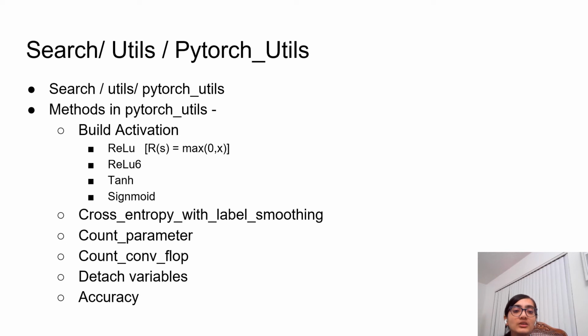The other methods are cross entropy with label smoothing, counting the parameters, counting the convolutional flops, detaching the variables, and accuracy. Accuracy is basically how accurate, that is the state of the art of accuracy for having a low energy consumption neural network.